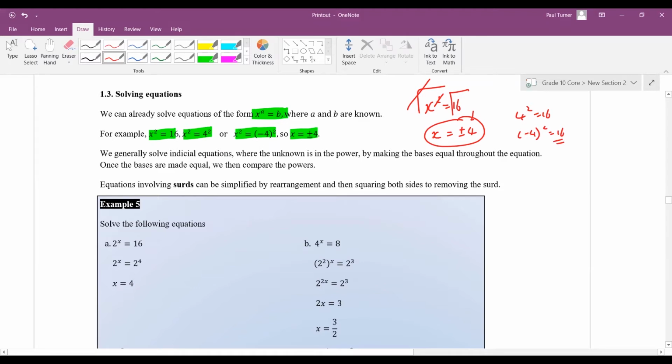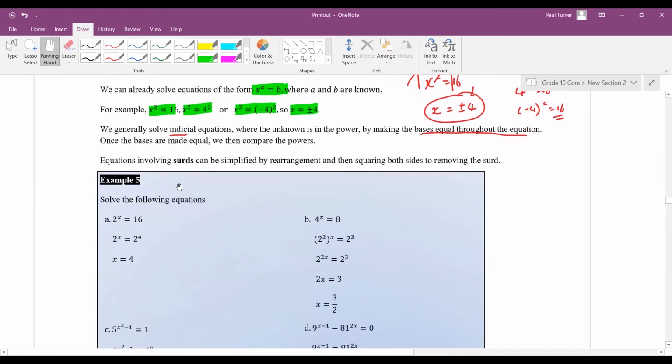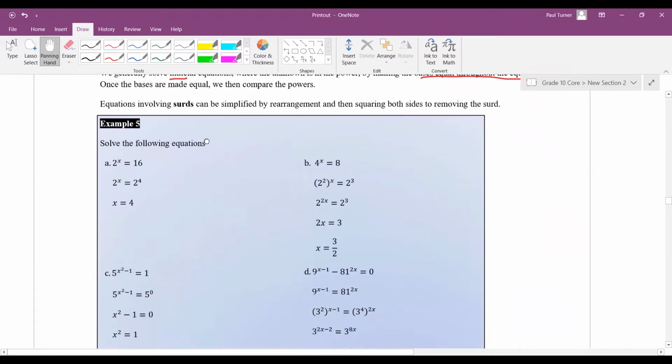Okay, we generally solve indicial equations. That means having powers where the unknown is in the power by making the bases equal throughout the equation. Once the bases are made equal, we then compare the powers. So let's look at this here. In these cases, the variable is in the power, which is quite different than this one where the variable is in the base. So it's a little bit different, but it's similar to what you've been doing.